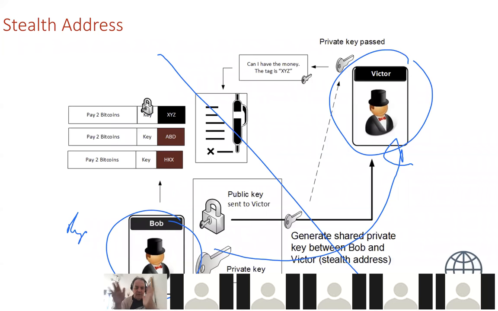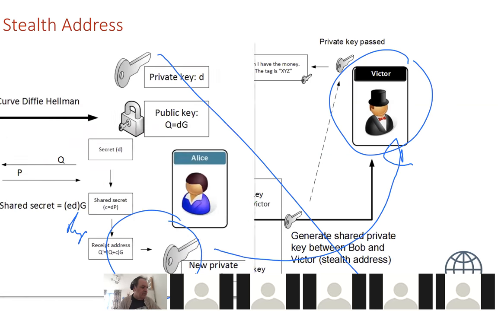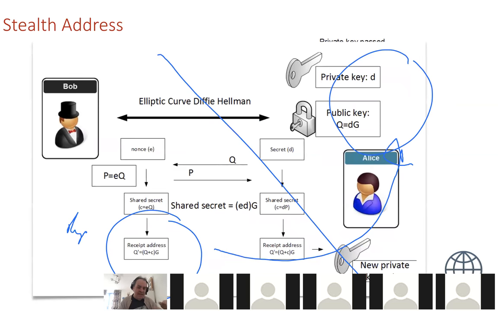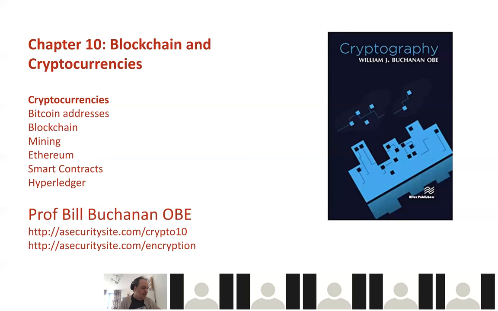They do this through Elliptic Curve Diffie-Hellman, and they negotiate a new place for the transaction to happen, and then that money will be passed to that account, and then obviously Victor can then do the same as Bob and transfer that cryptocurrency out of there. So in this way, we keep anonymity of the sender and also of the receiver. If you're interested, that's the way that it all kind of works, but I wouldn't go into any detail like this in an exam type question.